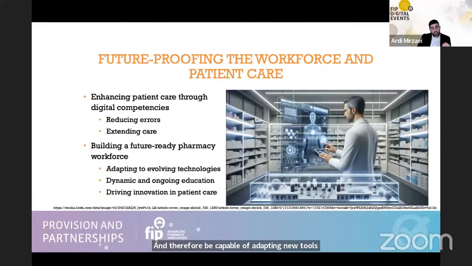By embedding digital health within the pharmacy curriculum, we are taking now a proactive approach to ensure our pharmacists can meet future healthcare challenges and therefore drive the innovation in patient care.